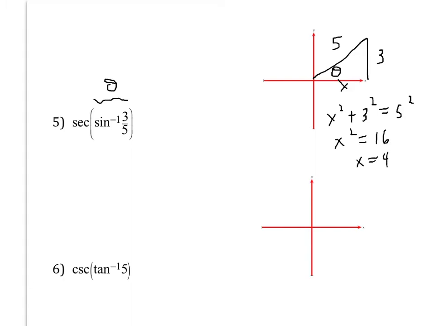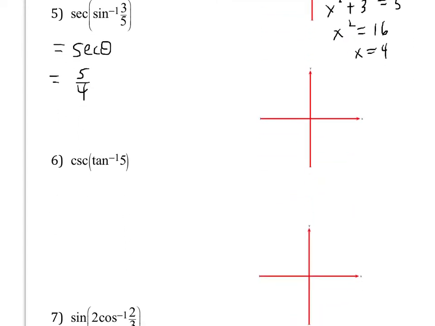So anyway, you do need to know that. It turns out x is 4. So this is the secant of theta, right? So what's the secant of that angle? It's 5 over x, so it's 5 over 4. Drawing a picture seems like a good idea to me, doesn't it? Seems like a really good idea for many problems. Okay, let's keep on going.